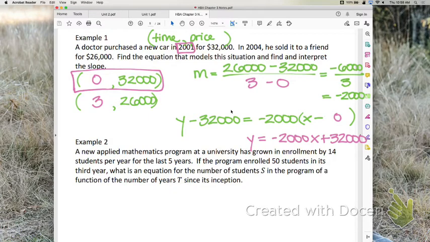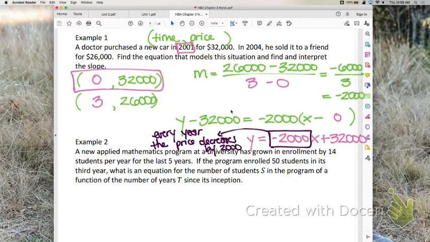Okay? If this one says to interpret the slope, it's asking you, what does it mean in real life context? So what does this slope of negative 2,000 mean for real? What's happening every year? What is decreasing? The car price decreases by $2,000. So when it says interpret something, that's what it means. Write me a little statement about what this means in real life.